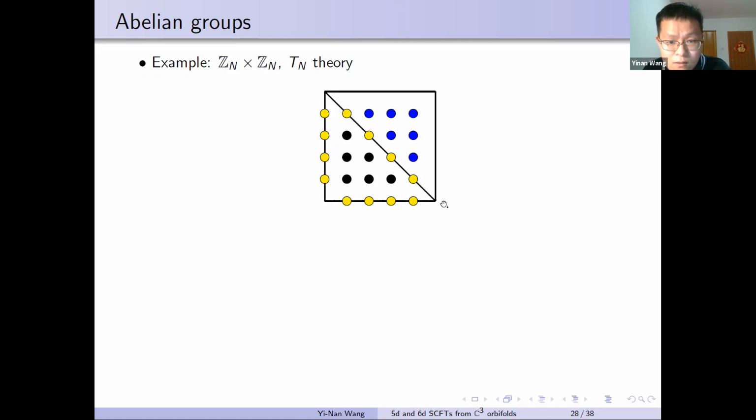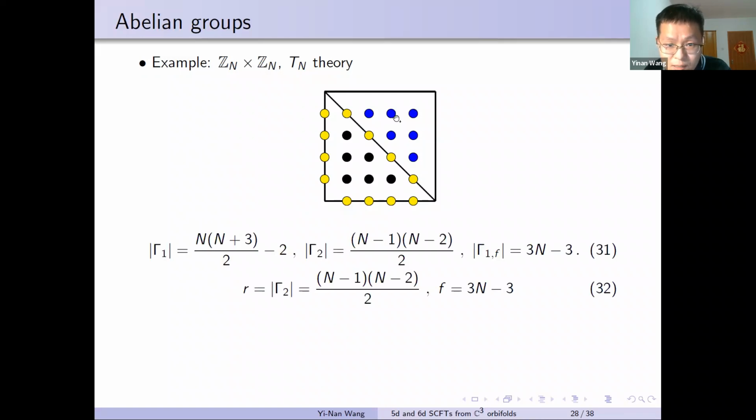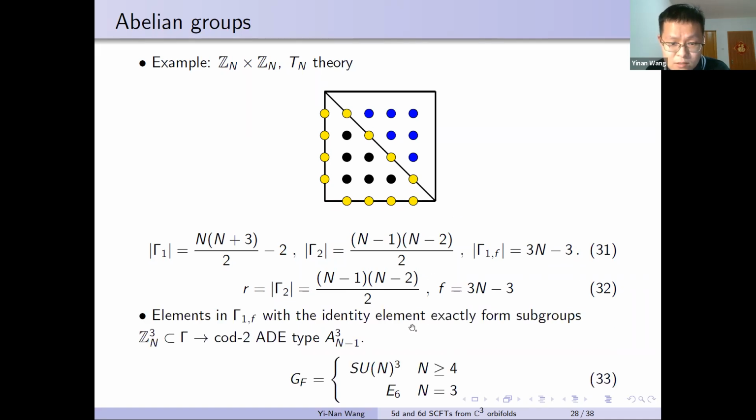So now I give a different color to a different element. The blue guys correspond to the elements with age function equal to 2, which will give rise to the compact 4-cycles. And the black ones are precisely the inverse elements of the blue elements. And this should give rise to the Poincaré dual of these 4-cycles. And finally, we still have 12 yellow nodes, which also have age function equal to 1. And this will precisely give rise to the flavor symmetry of this 5D SCFT, which turns out to be, when N is bigger than or equal to 4, SU(N)^3. Okay.